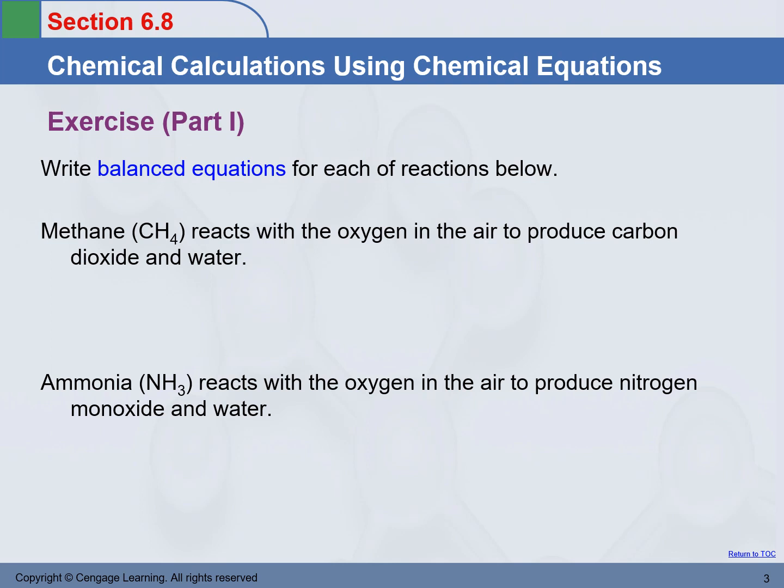The first reaction: methane reacts with oxygen in the air to produce carbon dioxide and water. All right, the reactants are methane and oxygen. Oxygen is O2. The molecular formula for oxygen is O2. The products are carbon dioxide and water. They are provided from the statement, to produce carbon dioxide and water.